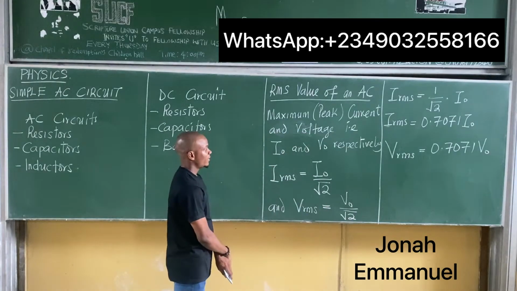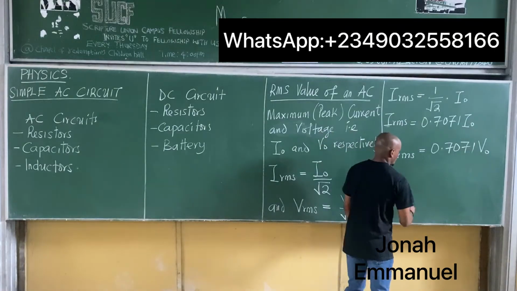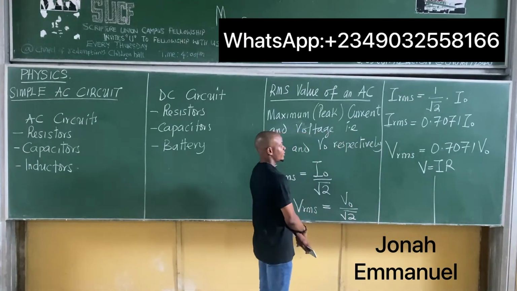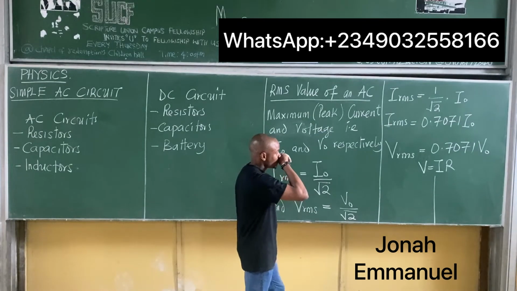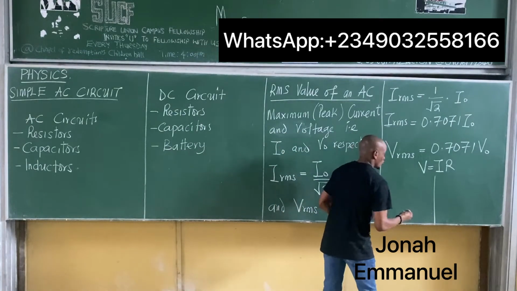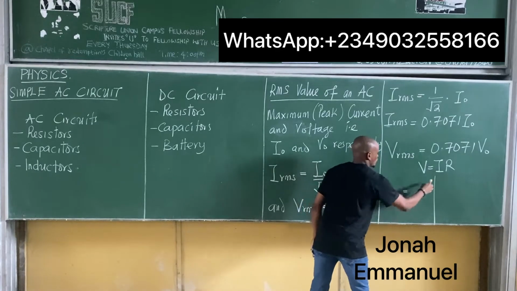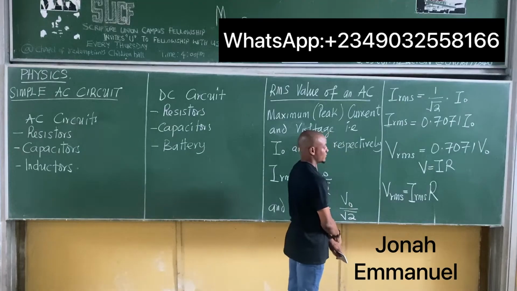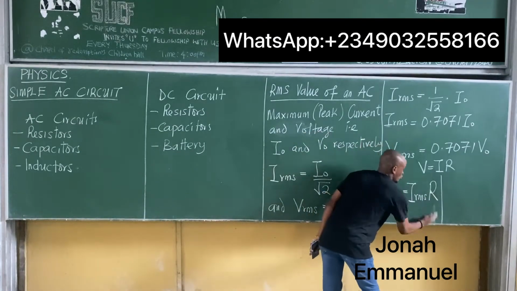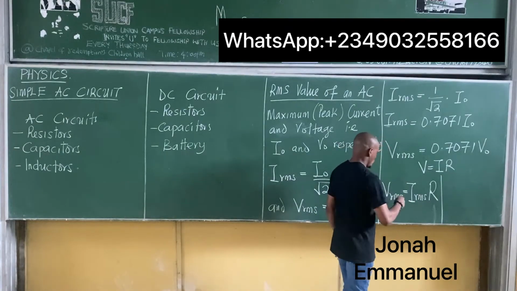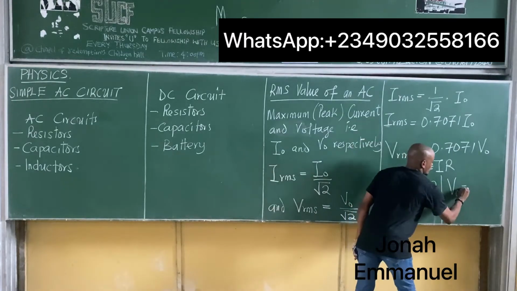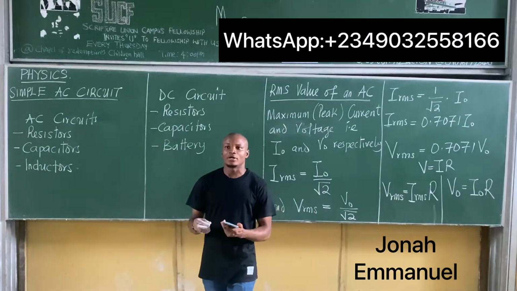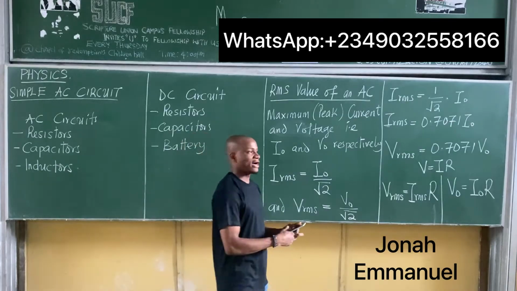Recall that from Ohm's law, V is equal to IR. If I write this in terms of RMS and peak, you have that V RMS is equal to I RMS times R. In terms of peak value, we have that V naught, the peak voltage, is equal to I naught, the peak current, times R. So note that we can write Ohm's law in terms of RMS or in terms of peak. The same thing, just change it to RMS and then peak, that's all.